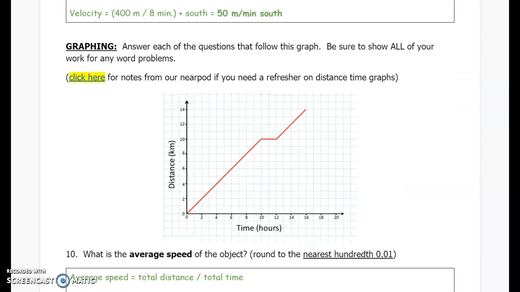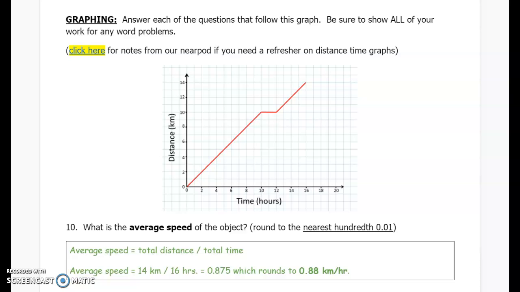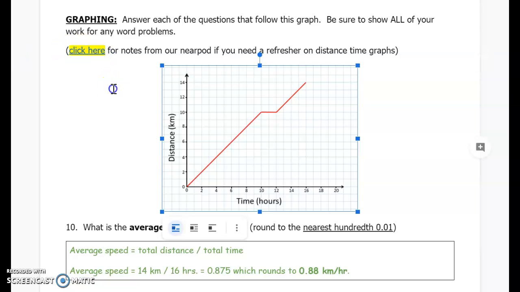The next section is going to ask us to look at a graph and show work for any problems that require it. Don't forget that you did have notes that you could have looked back on. They're still there for you to view.